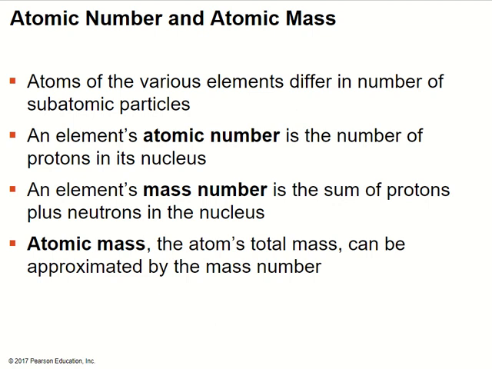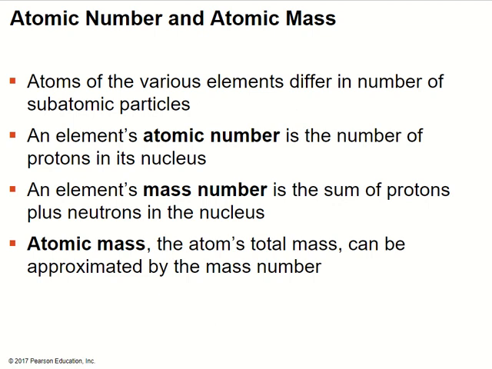An element's atomic number is the number of protons in its nucleus, and each version of that element will always have the same atomic number. Hydrogen will always have one proton, or an atomic number of 1. Helium will always have two protons, or an atomic number of 2. An element's mass number is the sum of its protons and neutrons in its nucleus.